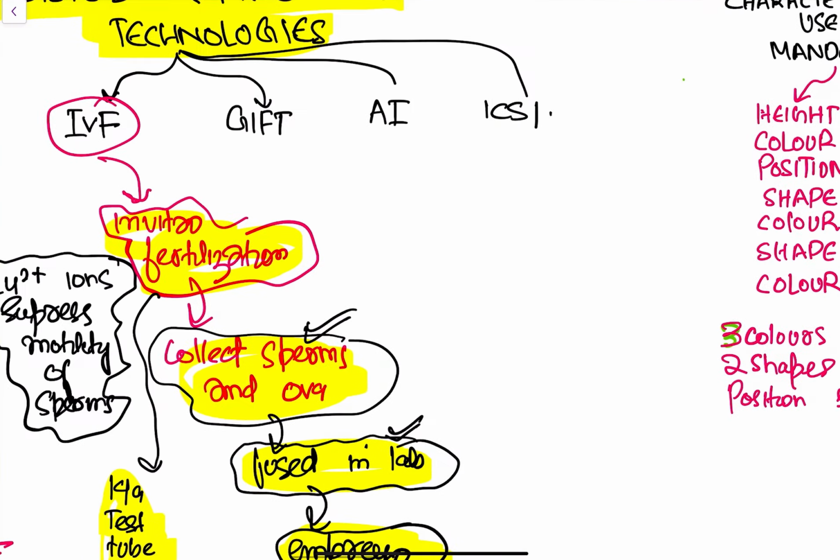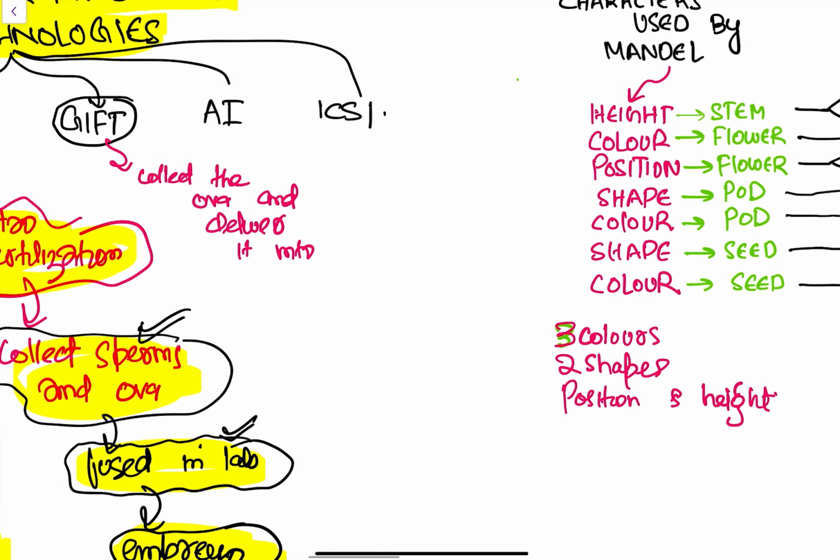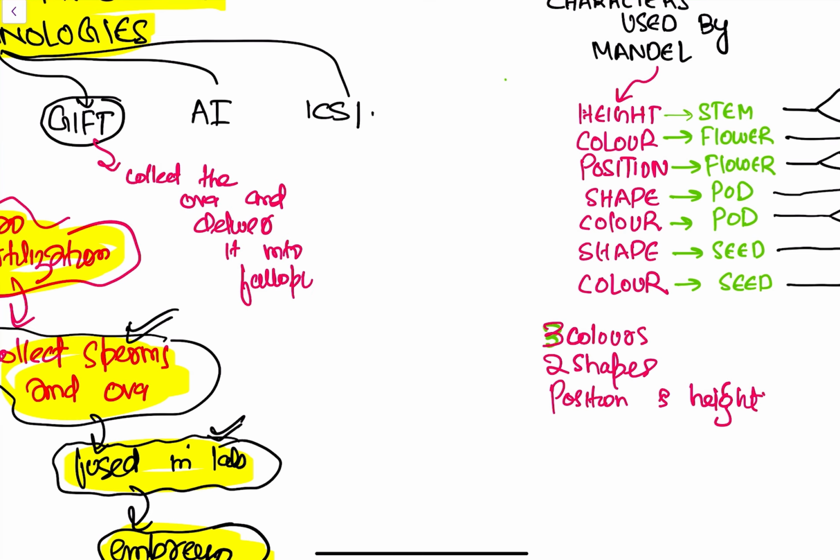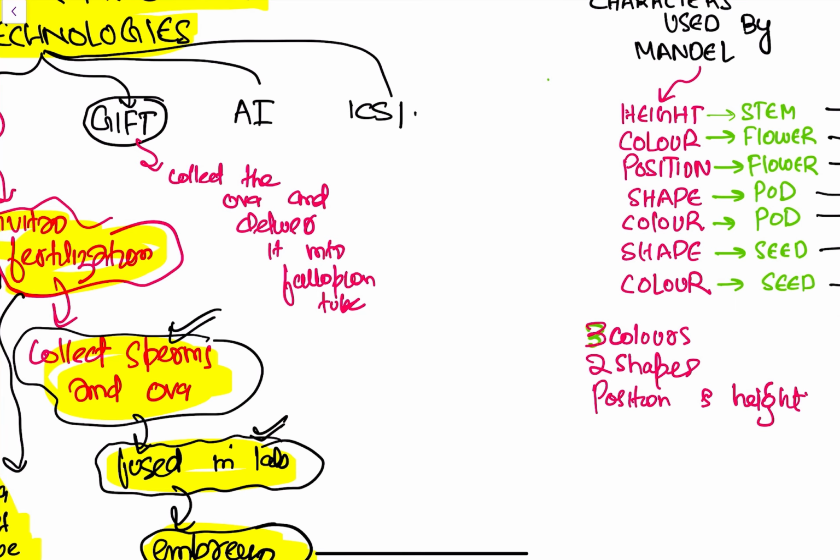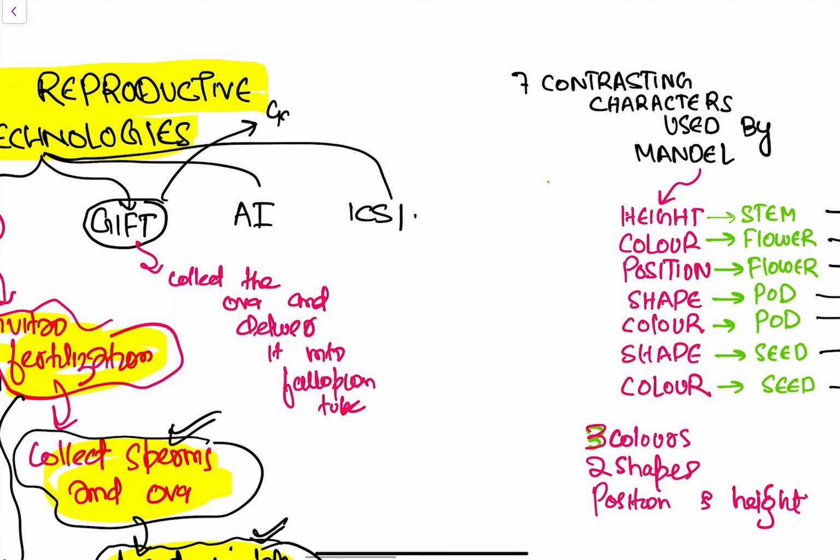Now we have the second one, that is called gamete intrafallopian transfer. What we do in gamete intrafallopian transfer, we collect the ova and deliver them into the fallopian tubes. There fertilization occurs normally, so it is an in vivo technique. Fertilization occurs in the fallopian tube normally as it happens. So what is the full form? Gamete intrafallopian transfer.